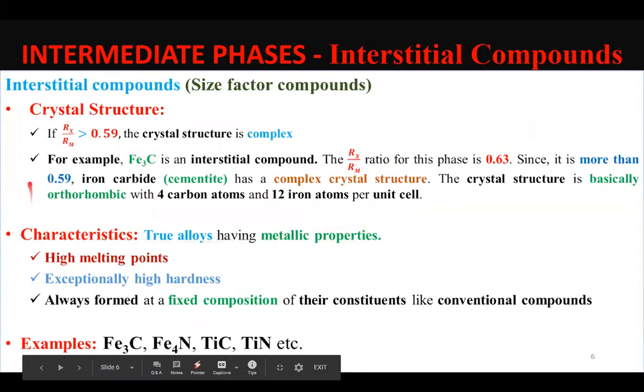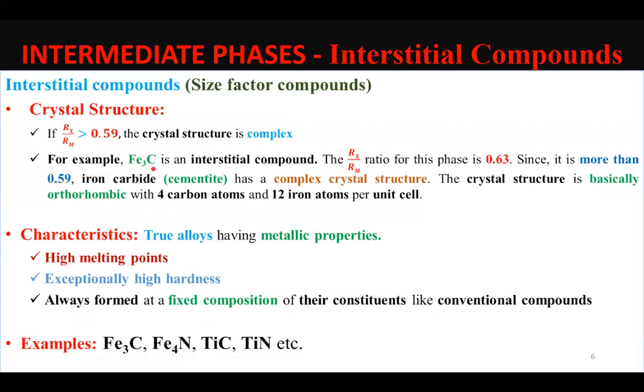Okay. I have given you an example also over here: cementite or iron carbide, that is formed in all steels and cast irons, the Rx by Rm ratio is 0.63. Now, since this ratio is less than 0.95, the crystal structure must have been simple for cementite to be an interstitial compound. Cementite has got a very complex crystal structure which is basically orthorhombic, having 4 carbon atoms and 12 iron atoms per unit cell. Then what are the properties which are shown by these interstitial compounds or size factor compounds?